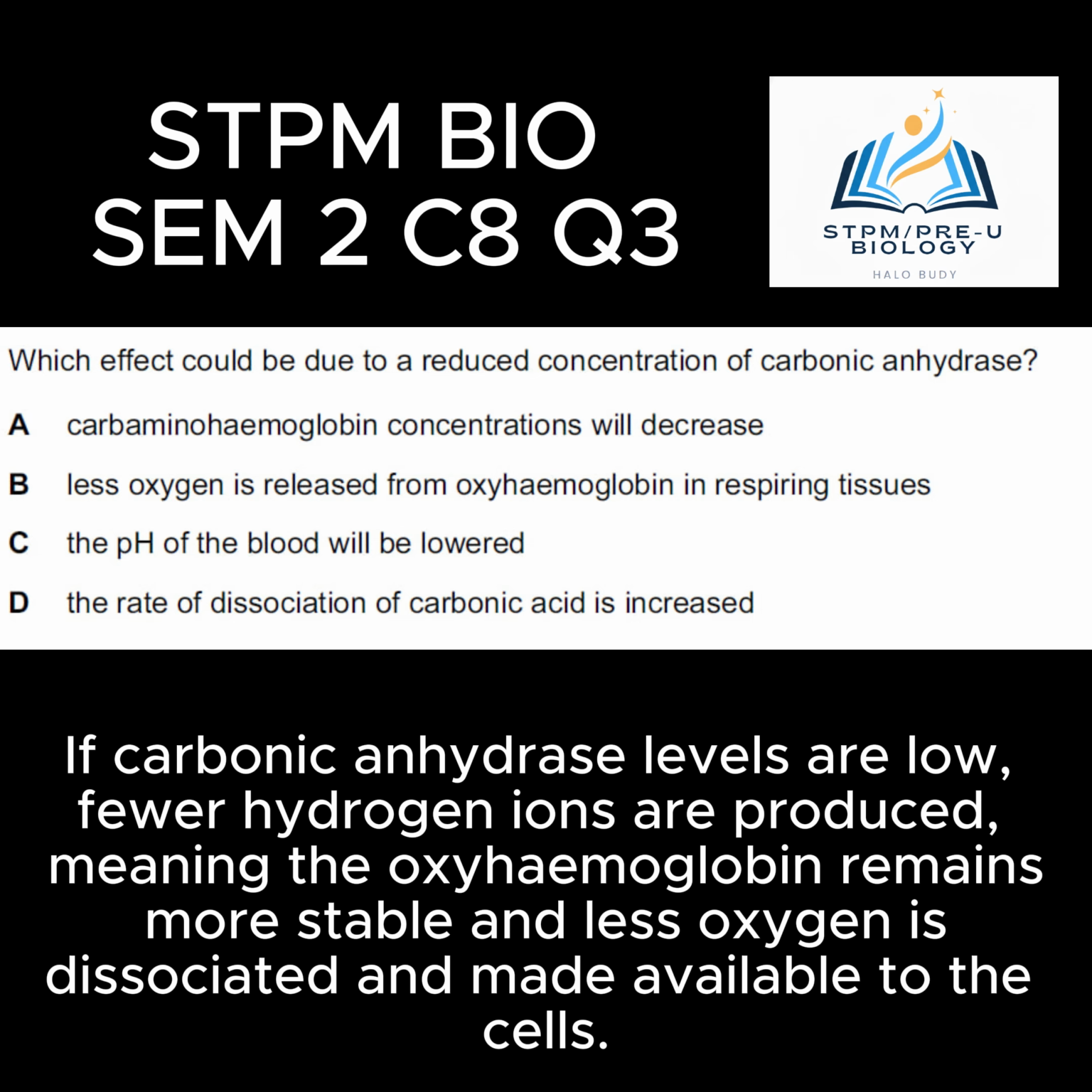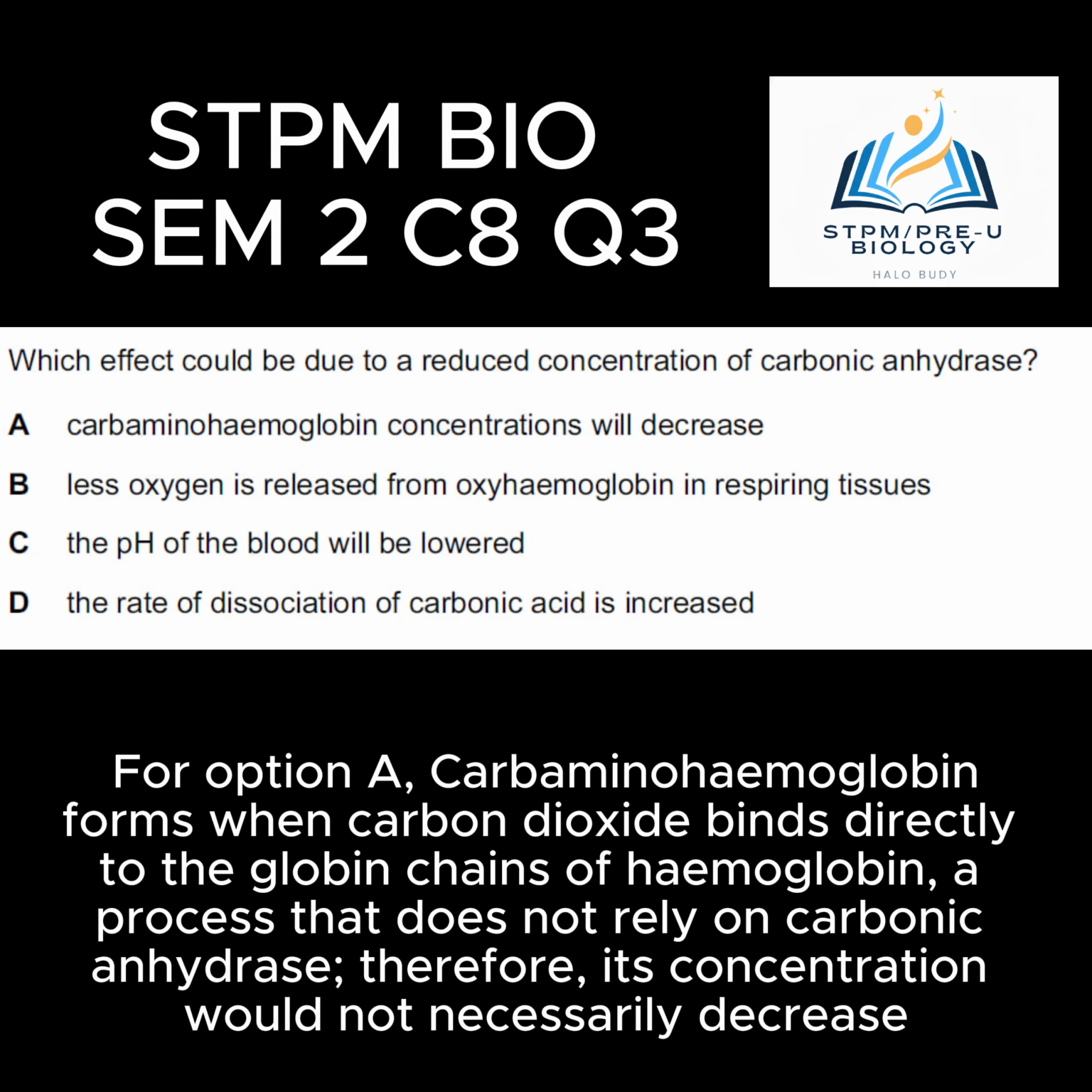If carbonic anhydrase levels are low, fewer hydrogen ions are produced, meaning the oxyhemoglobin remains more stable and less oxygen is dissociated and made available to the cells. For option A, carbaminohemoglobin forms when carbon dioxide binds directly to the globin chains of hemoglobin, a process that does not rely on carbonic anhydrase. Therefore, its concentration would not necessarily decrease.